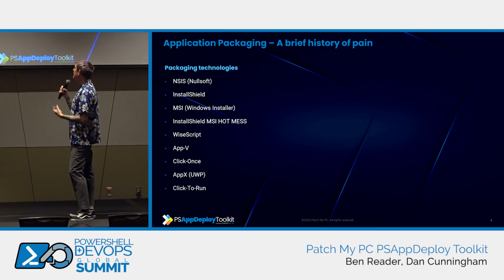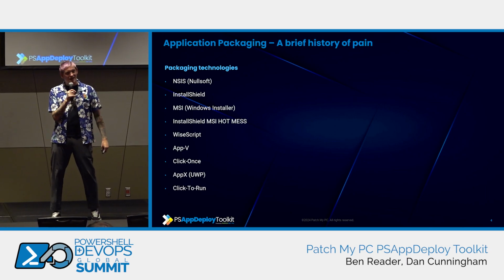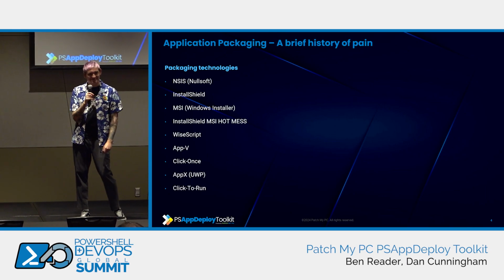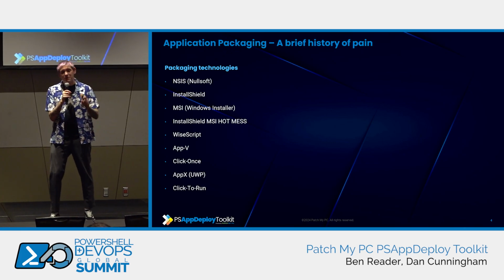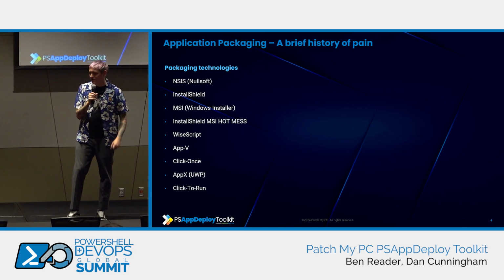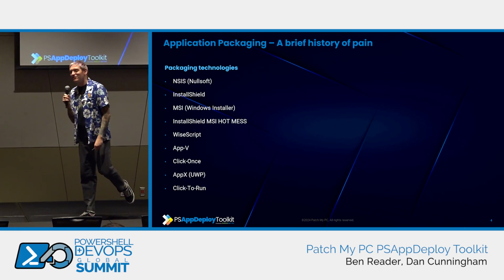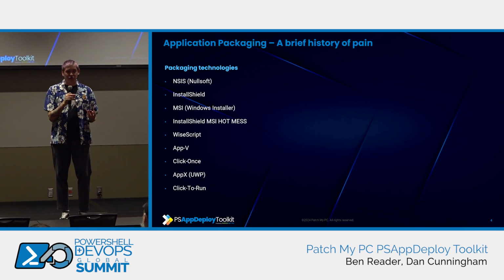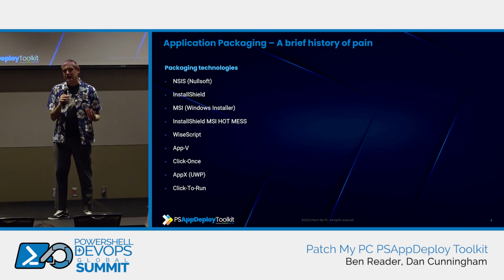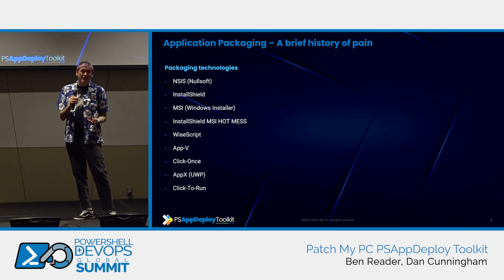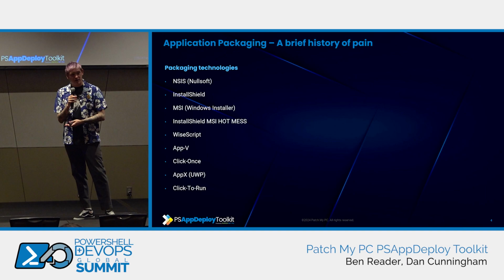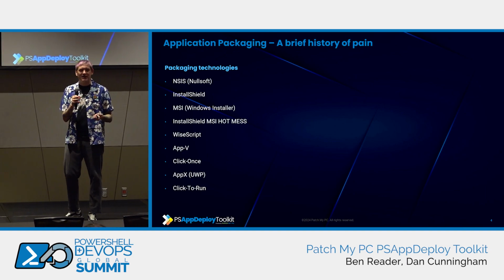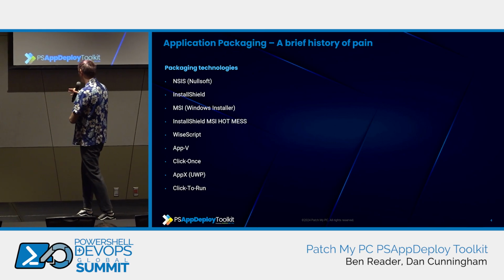I think we've got some more. Click to Run. Who's deployed Office 365 before? Yeah. The people that had their hands down, good for you. Click to Run was developed specifically for Office 365, which has always been a real pain to package and deploy. This was supposed to simplify it. It kind of does, but also with the advent of Intune and these more modern delivery mechanisms, it's become less of a problem. But we have to talk about that one.